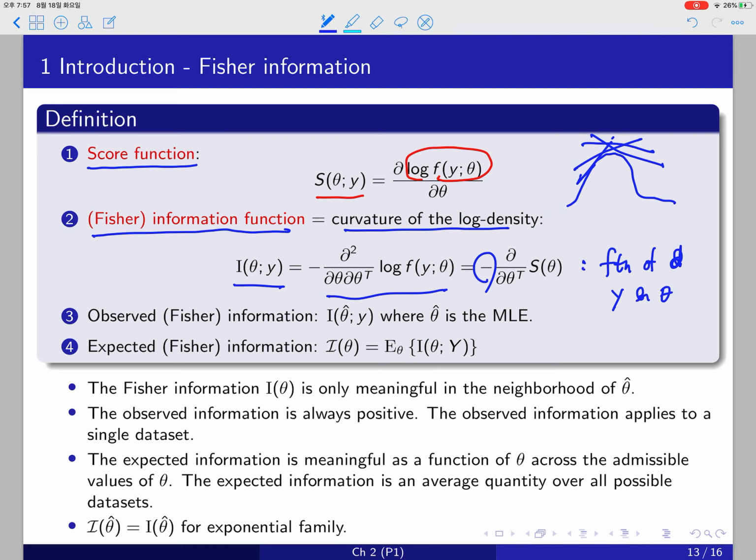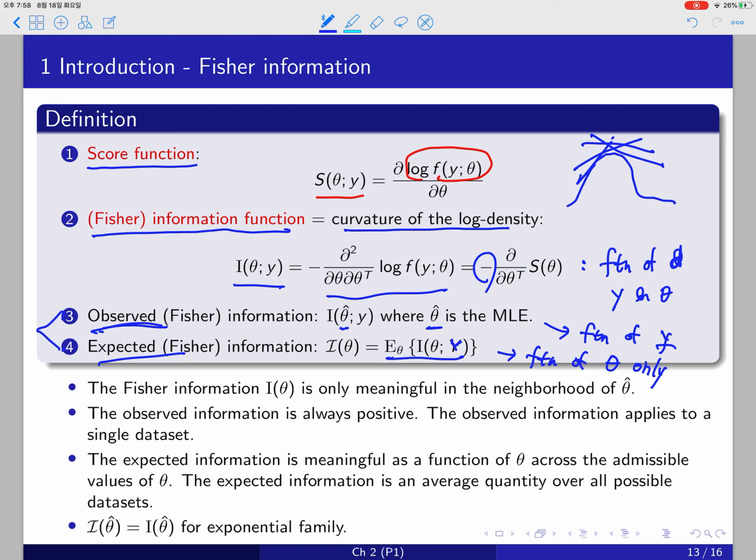And so if you replace zeta by zeta hat, then this is a function of data y. If you take the expectation of the information with respect to y, then this is a function of zeta only. So they start from the same concept, but have a different way of expressing a similar concept.